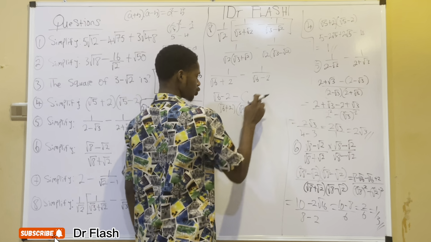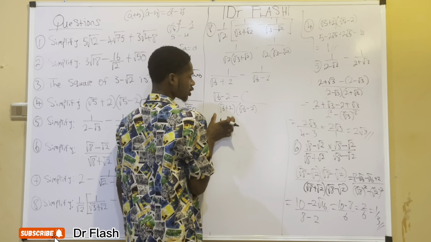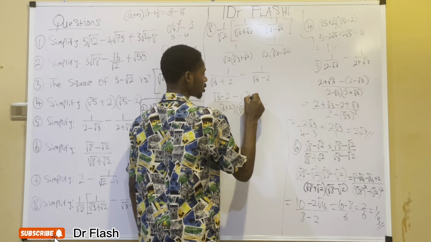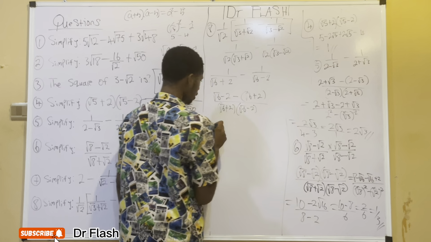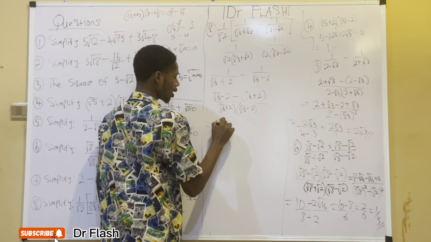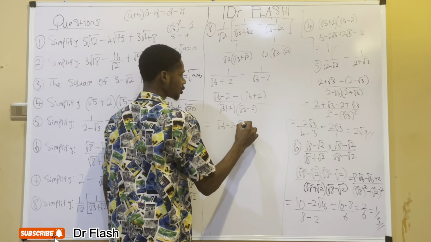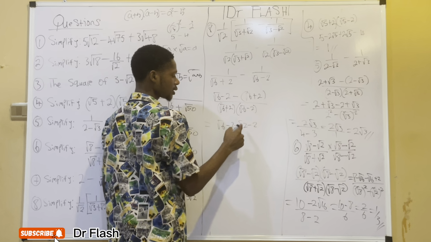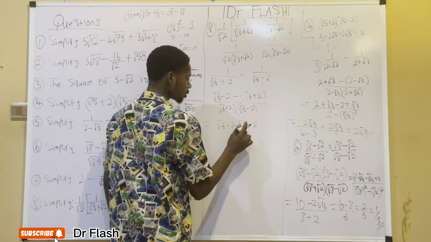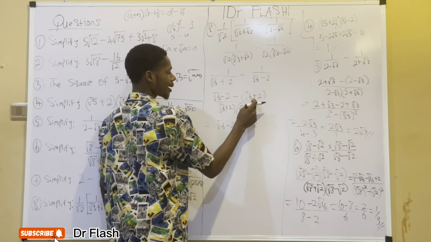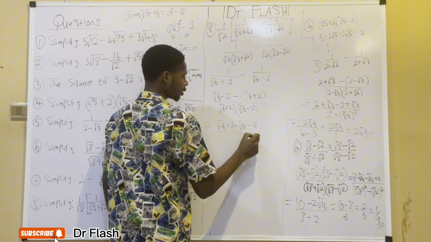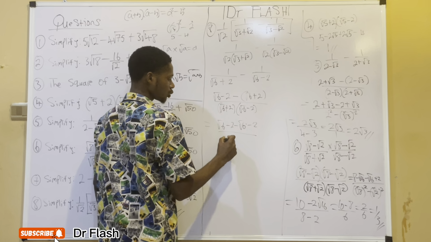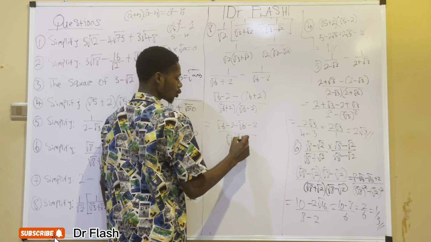Root 6 minus 2 cancels out this one. So I'm left with root 6 plus 2 times 1. That's root 6 plus 2. So I'm going to be left with opening the top bracket. We have root 6 minus 2 minus root 6 minus 2. Minus times this is minus root 6. Minus times plus 2, that's minus 2. Divided by difference of 2 squares at the bottom. So I'm going to get root 6 all squared minus 2 squared.